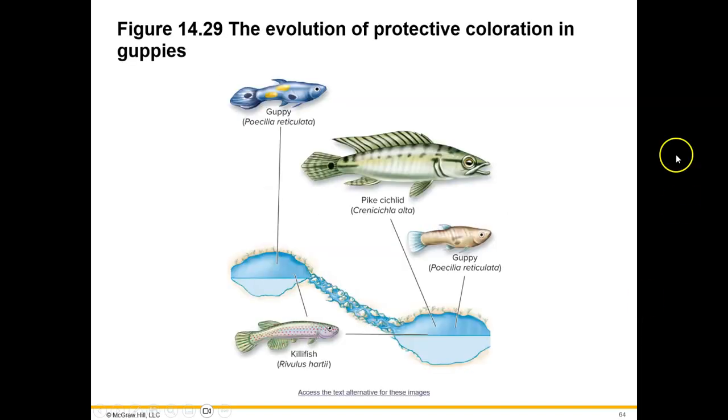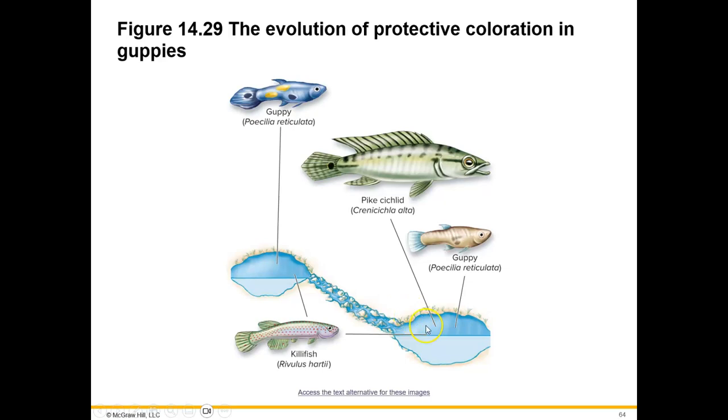Here's what that looks like. Here are our guppies in our upper pool with the killifish who do not eat them. These guppies are going to be brighter, they have more spots, they're larger. That's really good for attracting mates. So that does serve a benefit in this specific environment.